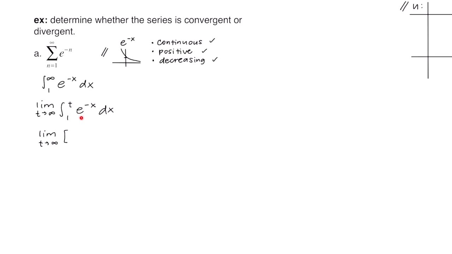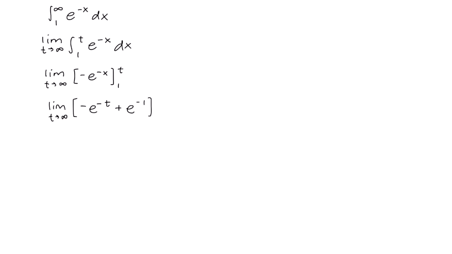The integral of e to the negative x is going to be negative e to the negative x. Now we're going to plug in t minus plugging in 1. So we have the limit as t goes to infinity of negative e to the negative t plus e to the negative 1. I took this function and graphed it over here, negative e to the negative x. Remember, e to the x goes like this. When you have a negative in front of the x, it reflects across the y-axis, so it goes like that. And then this negative in front reflects across the x-axis, so then it looks like this.